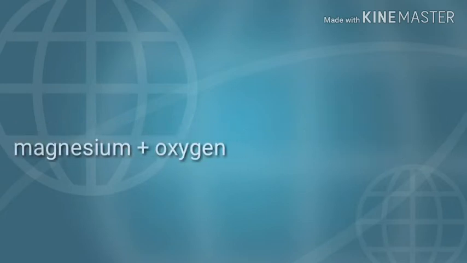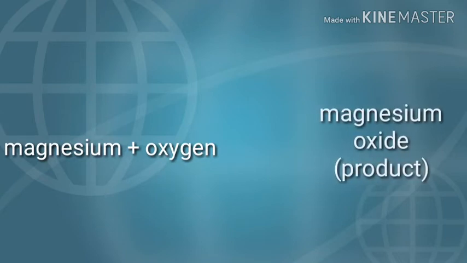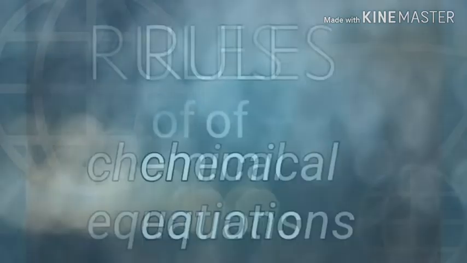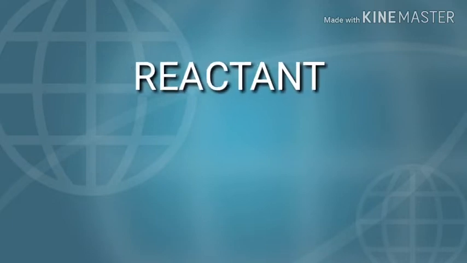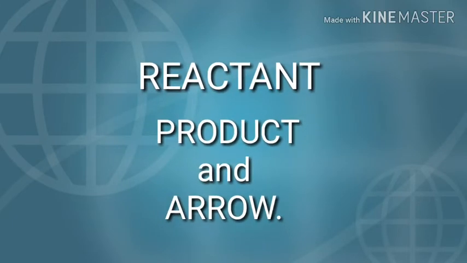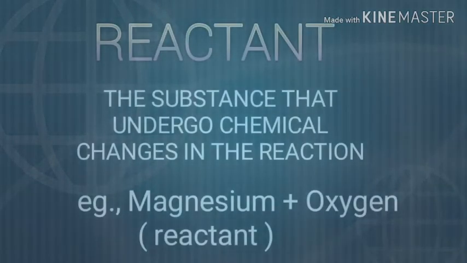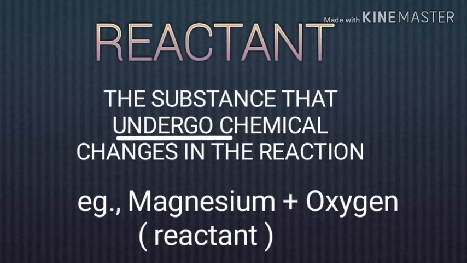Do you know why we write magnesium plus oxygen on the left hand side and magnesium oxide on the right hand side? To understand this phenomenon, we have to understand a few basic rules of chemical equations. In a reaction, we can see three things: reactant, product, and an arrow. Coming to reactant, the definition is: the substances that undergo chemical changes in the reaction are known as reactants. For example, from the previous equation, magnesium and oxygen.